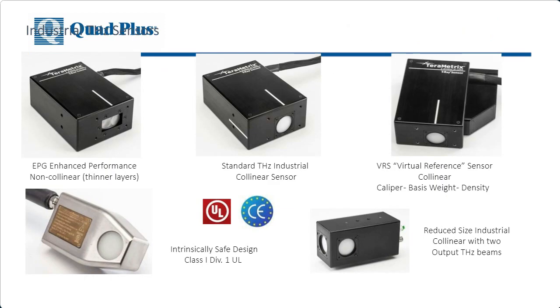We make a variety of sensors for different uses. The one in the lower left is actually Class 1 Division 1 certified, so it can go into explosive environments. The ones across the top are various industrial sensors, and the smaller one at the lower right is meant for robot mounting and has 2 ports on it, so that sometimes we can stare at the same product from 2 different directions.